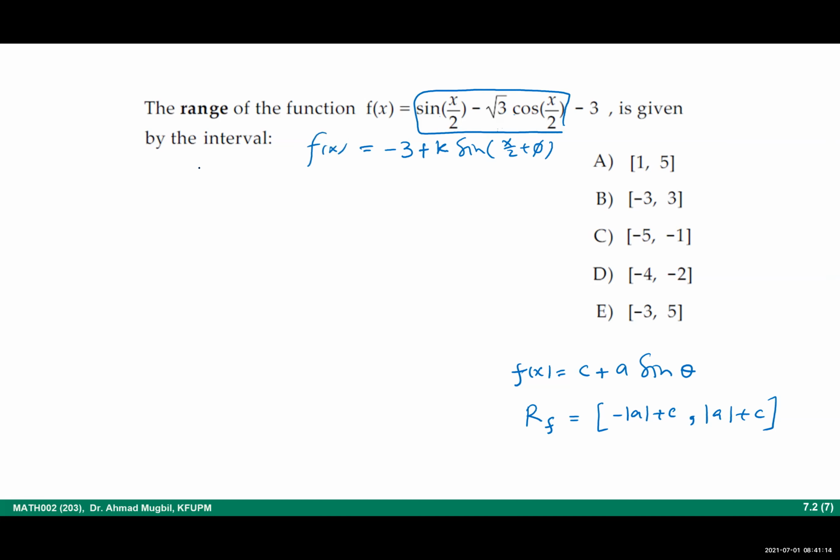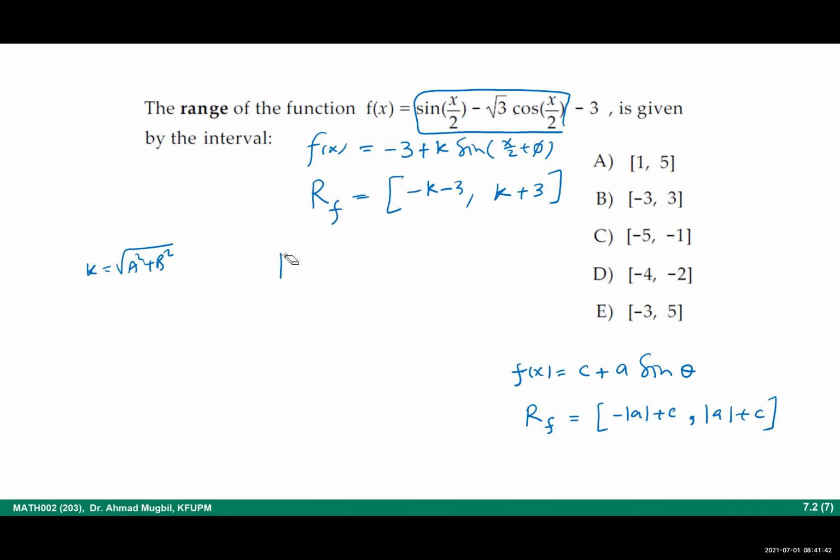So now with closed eyes, the range of this function is what? K is positive, but let me just write it like that. Why is K positive? Because it is the square root of a squared plus b squared. So the range is from negative K minus 3 up to K plus 3. So where is the trick? The trick is, what is K? What is the coefficient? And it is not a trick at all.